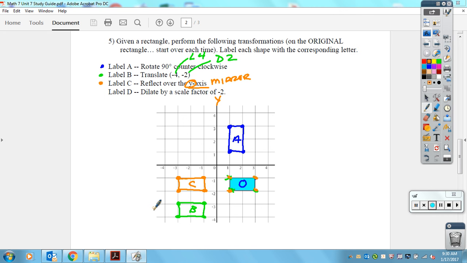Now you look at that and you go, well, was that a translation or a reflection? Now it easily could have been a slide. So you have to be careful that if I didn't know any better, if I didn't know that I was reflecting, I could say it's a translation. That's correct, but it easily could be a translation also.